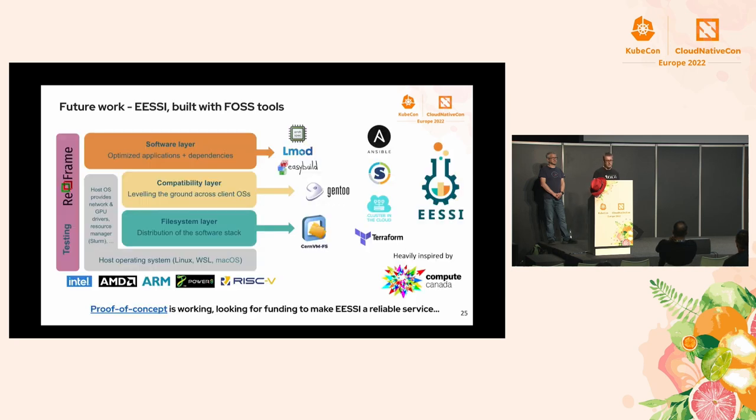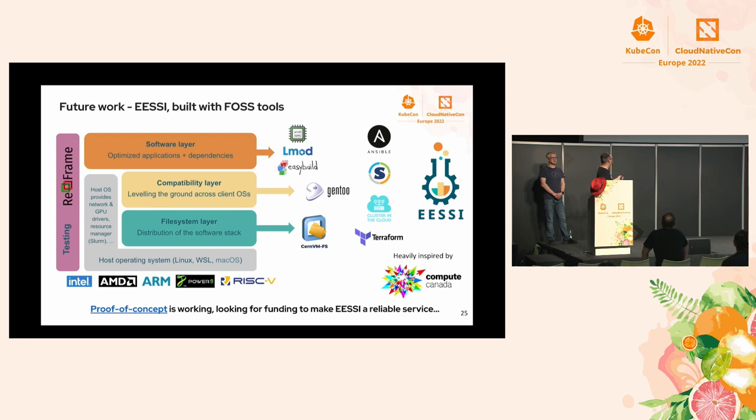Now, I don't have the time here to really explain this in depth, but we have this layered approach where the file system layer is what's responsible for distributing the software. And it does this in a very smart way. It's basically Netflix for software. So as soon as you start loading a module and start actively using the software, it will actually be downloaded on demand in the background for you. And as an end user, you don't really notice. So you don't have to install anything. It's just being pulled in automatically.